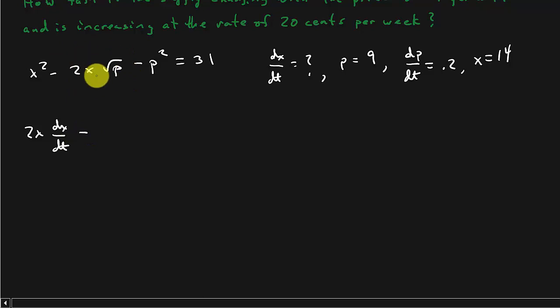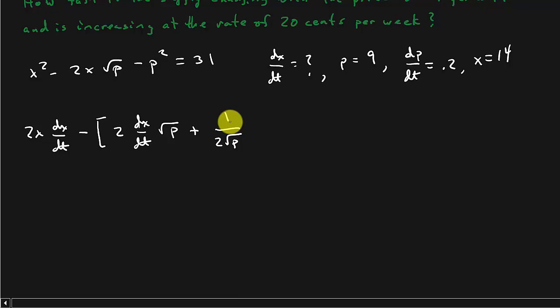Minus, now I've got the product rule here, don't I? So I'm going to need to put that in parentheses. So I've got the derivative of 2x is 2 times dx/dt times the square root of p, the derivative of the first times the second, plus the derivative of the second. Remember, I showed you that shortcut for finding the derivative of a square root.